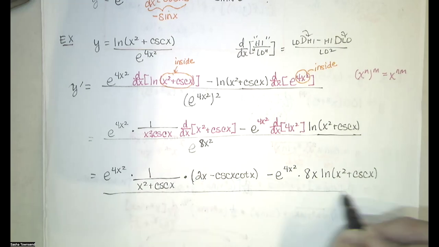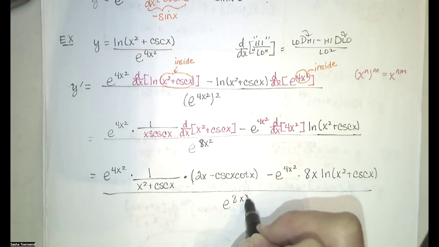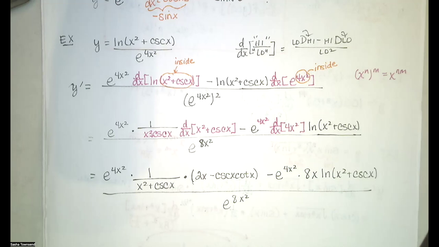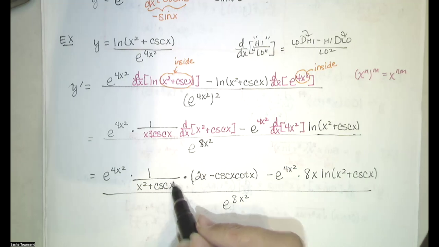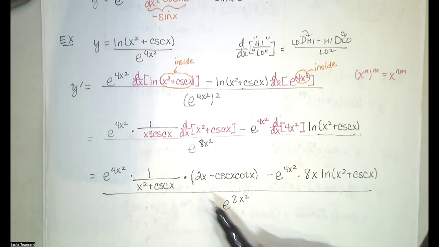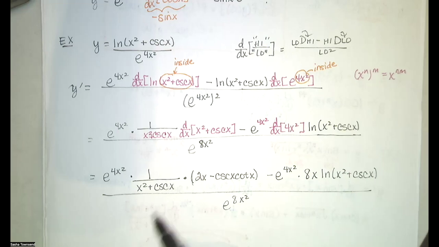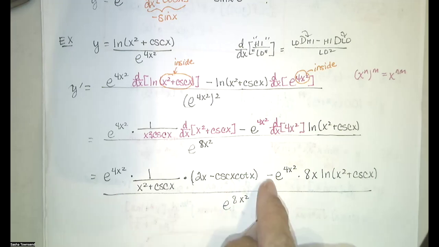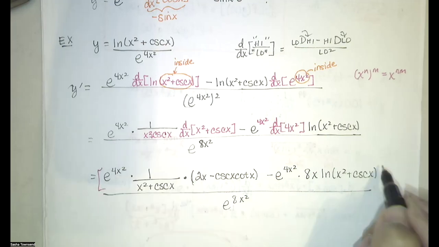Taking all of that and dividing by e to the 8x squared. If you want to simplify it, you could multiply the numerator and denominator by this x squared plus cosecant of x to simplify just a little bit further. It will get rid of that fraction in that first expression, that expression that we're writing down first before we subtract this guy. But it really doesn't make it that much simpler.